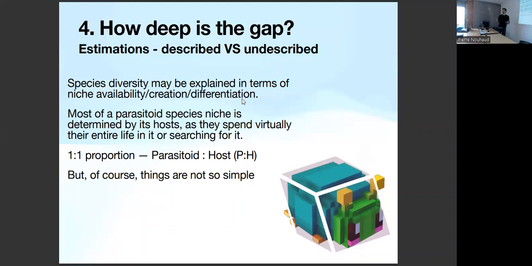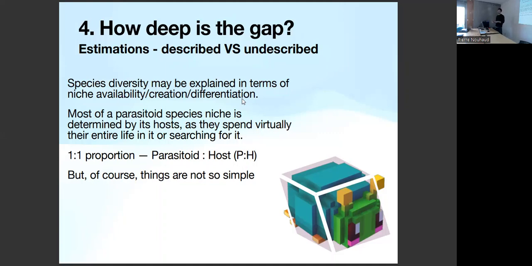So one way of thinking about it is that if you know the number of species of hosts that there are for parasitoids, you would know the number of parasitoids there are. So we have 1 million species of insects. If every insect has one parasitoid, we would have 1 million parasitoids, right?